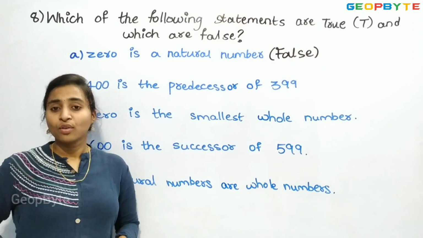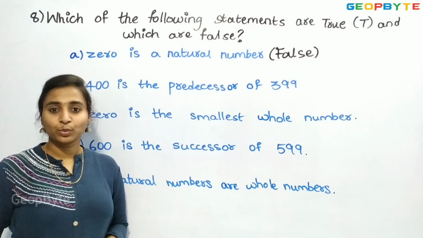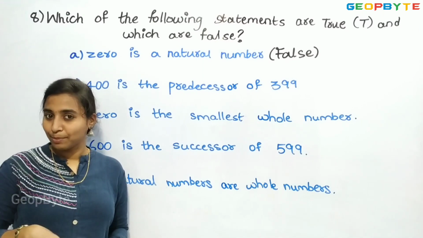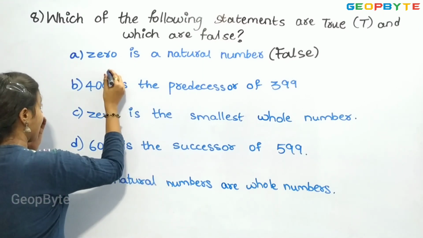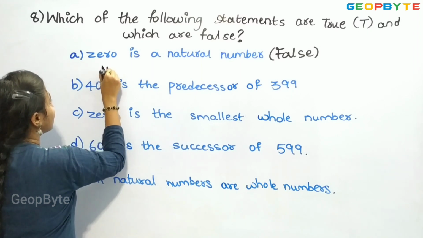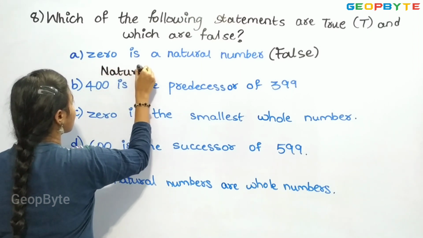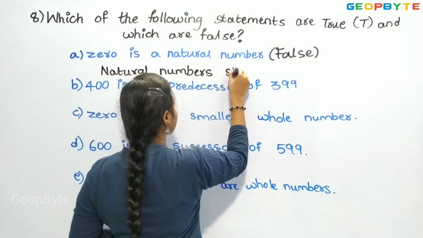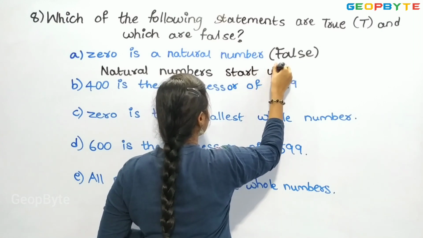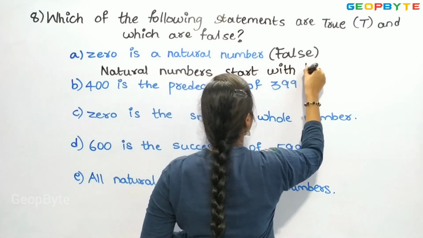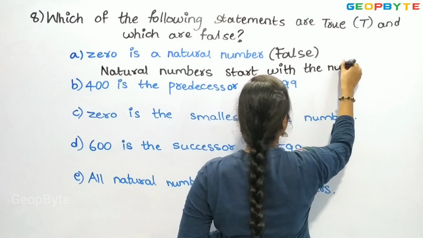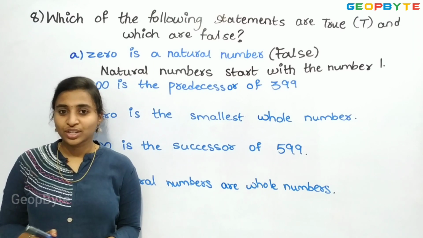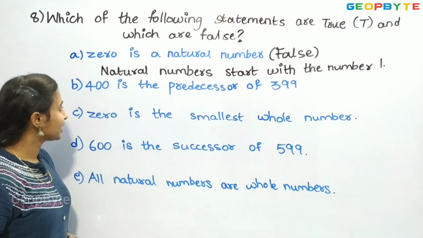It is false. Why? Because natural numbers start with only the number 1. Right? If 0 is there, they become whole numbers. So, natural numbers start with the number 1. So, 0 is not included in natural numbers. Now, let us see the next one.